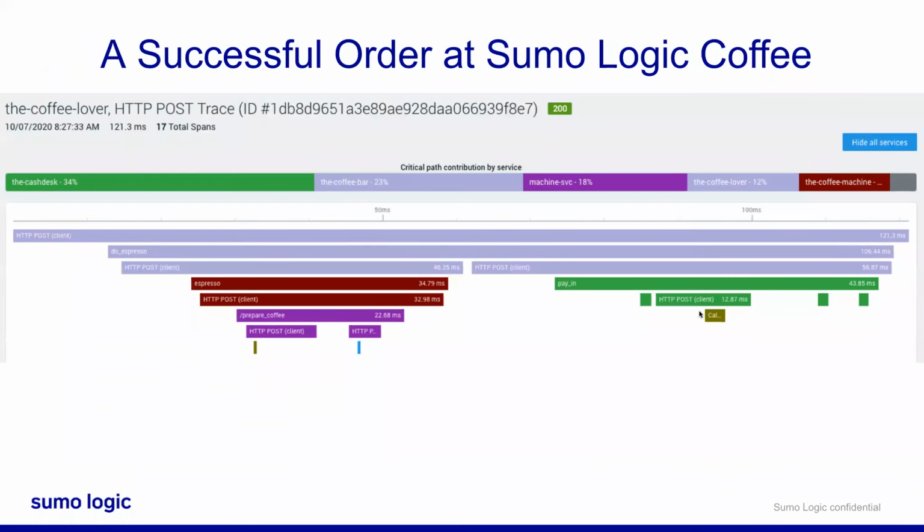What we have here is an example of a successful order at Sumo Logic Coffee. What's going on here is we're seeing a successful order. We're seeing the trace ID, which is just the ID number for this cup of coffee. Remember, we're selling millions of cups of coffee each day, so there's going to be a lot of transactions taking place. Hopefully, we see a 200.